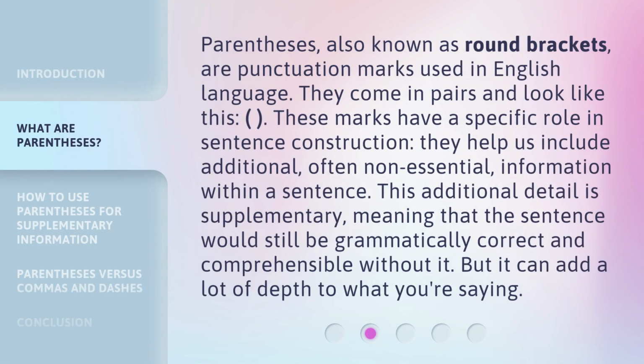Parentheses, also known as round brackets, are punctuation marks used in the English language. They come in pairs and look like this. These marks have a specific role in sentence construction. They help us include additional, often non-essential, information within a sentence. This additional detail is supplementary, meaning that the sentence would still be grammatically correct and comprehensible without it. But it can add a lot of depth to what you're saying.